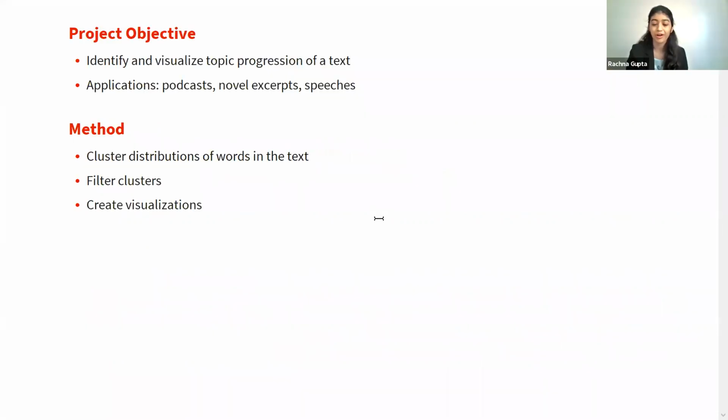The objective of our project was to identify and visualize topic progression of a text. We originally intended for it to be a tool for students to review major ideas, but it can be extended for anything from a podcast to a novel.